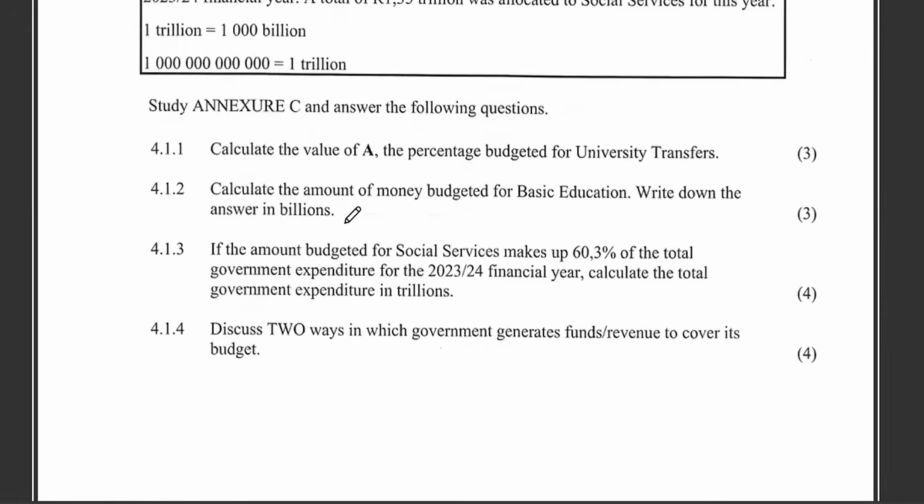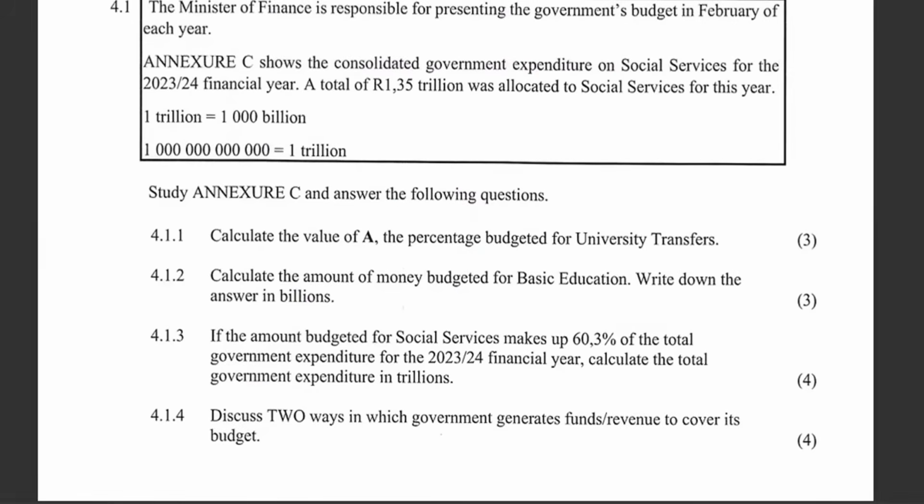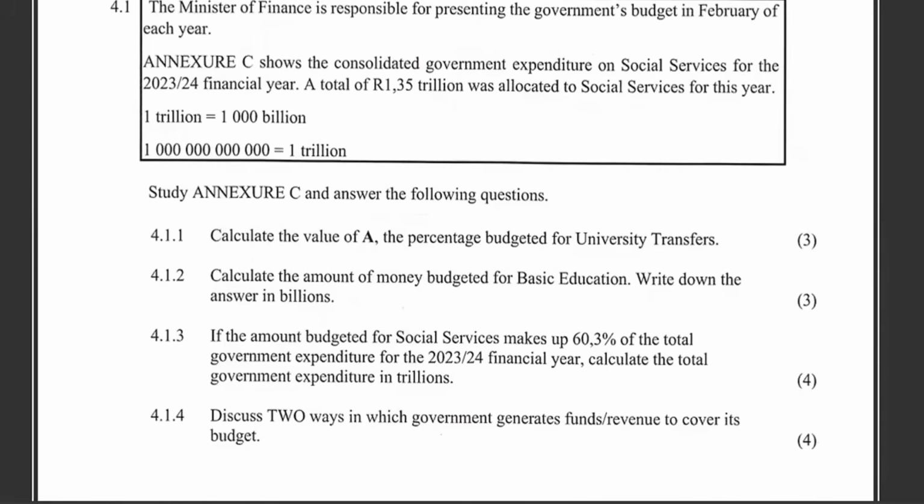Okay, let's get the question that says 4.1.2. Calculate the amount of money budgeted for basic education. Write the answer in billions. Now, basic education, when you come to this part here, is 22% of what? Of 33. So first and foremost, you need to change the money to billion. We need it to become billion. That means we're going to multiply by 1,000.